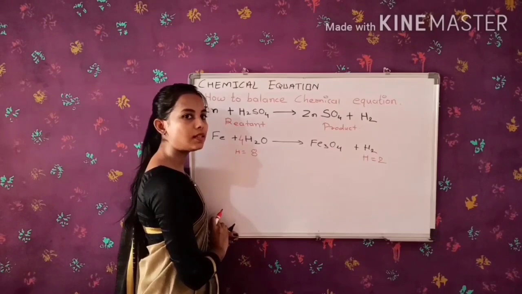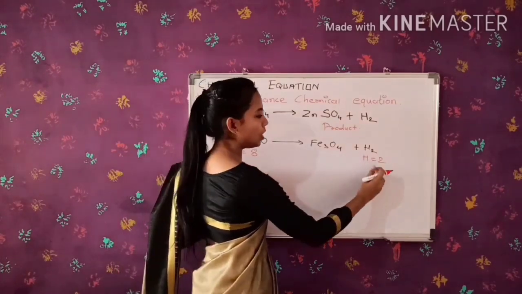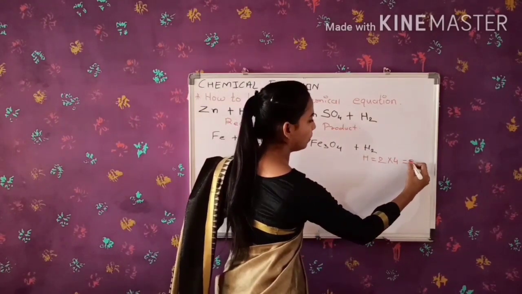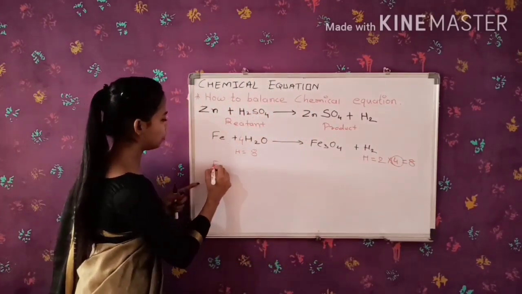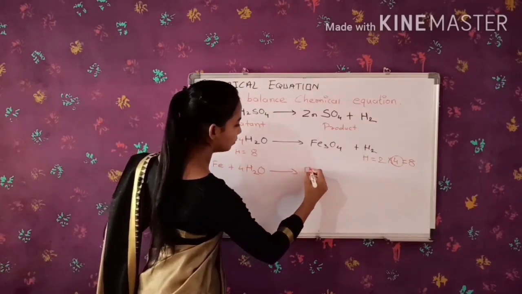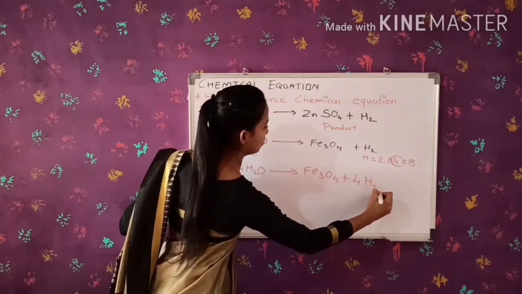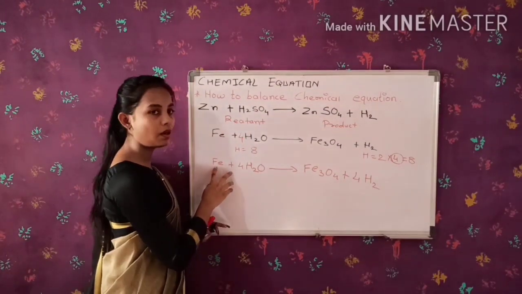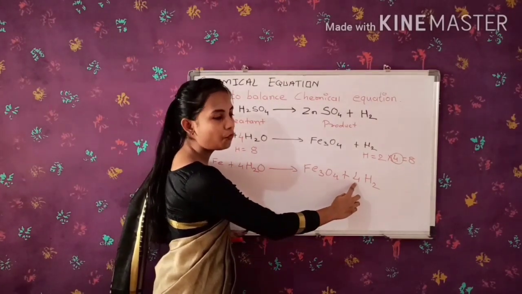Now we need to balance this hydrogen atom. How will we balance it? Here there are 8 and here it is 2. So we can multiply the hydrogen by 4, so it will be 8. Now we have to write this 4 here. So the equation will be H2. Okay, so here we obtain the equation Fe plus 4H2O gives Fe3O4 plus 4H2.